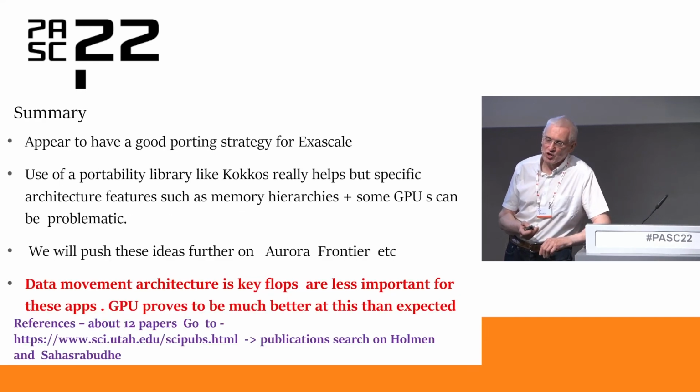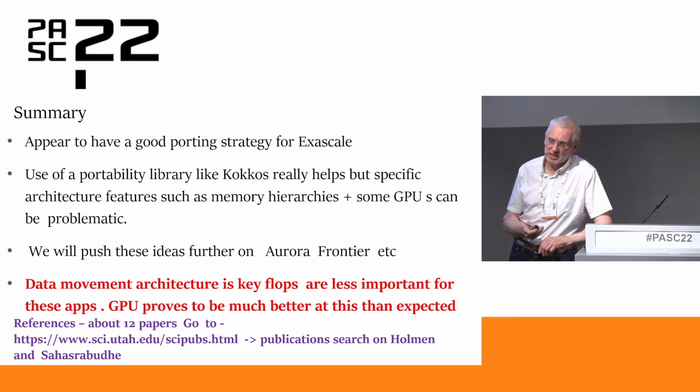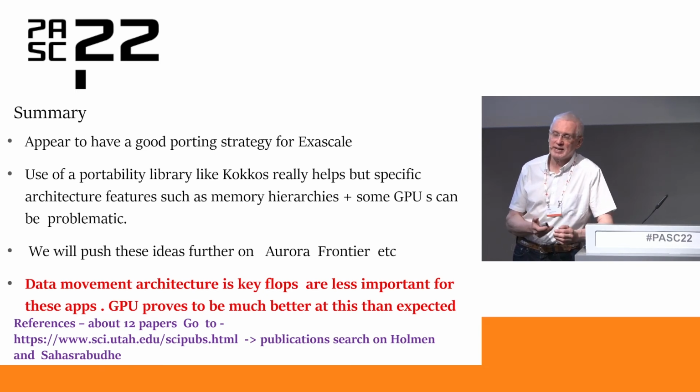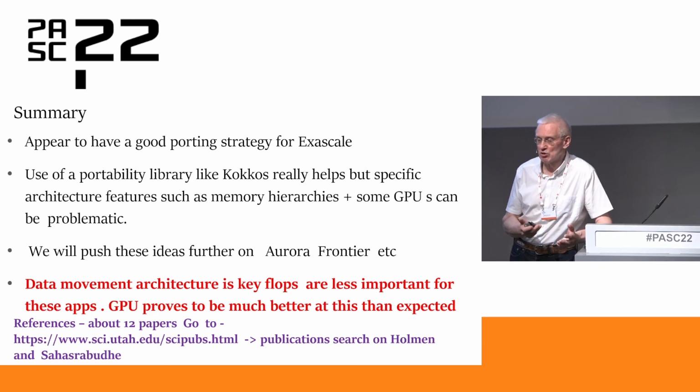So what we've got here is a good porting strategy for exascale. The use of something like Kokkos really helps, and I've seen a number of other efforts in this conference where people have been using Kokkos with success. And what we're trying to do is to push these ideas out further onto Aurora and Frontier when we can. So data movement architecture is really key. Flops are less important for these applications, and the GPUs really proved to be much better at this than I thought. There are a bunch of references.